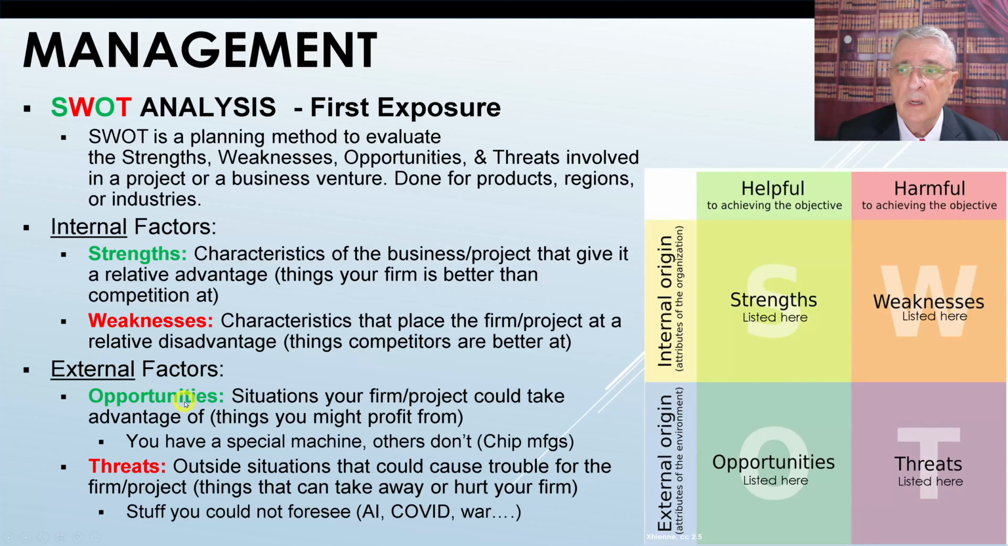External factors, opportunities. These are situations your firm or project could take advantage of. So you might be able to profit from it, but you're not in control of it. It's happening outside of your company. So for example, your competitor may collapse and open up a marketplace that you hadn't anticipated. Another one is you may have a special machine that others don't. So technology chip manufacturers, a lot of them have machines that their competitors don't have.